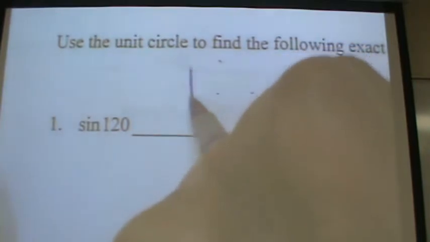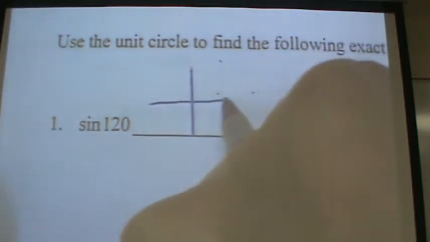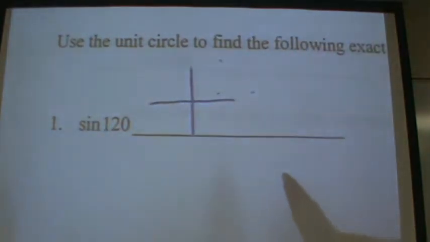So here's your homework for tonight. I want to know what is the sine of 120 degrees. So what I would do is I would draw a triangle. Where is 120 degrees? What quadrant is it in?